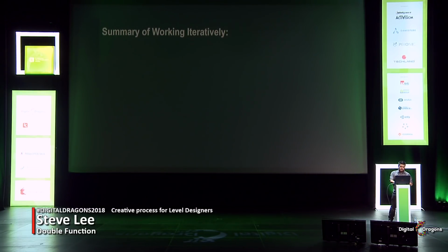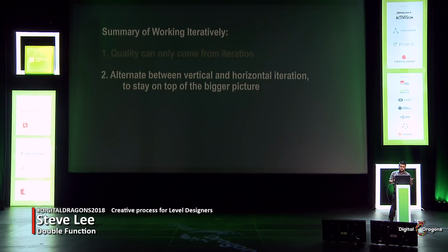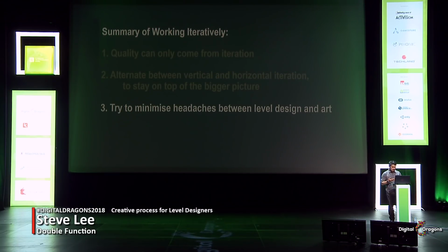So yeah, this section is about working iteratively, and as a summary of the main points. The first one is that quality can only come from iteration, and we shouldn't assume that our first version of anything is going to work very well. The second thing is the importance of alternating between what I've called vertical and horizontal iteration to keep your eye on every aspect of the level, both in terms of quality and composition and structure, how everything fits together. And the third thing is to try and think ahead and be considerate and do everything you can to minimize headaches between level design and art, which is really hard. I've had them on every project I've worked on, frankly. It's a fundamental tension in the process that we've all got to be mindful of.